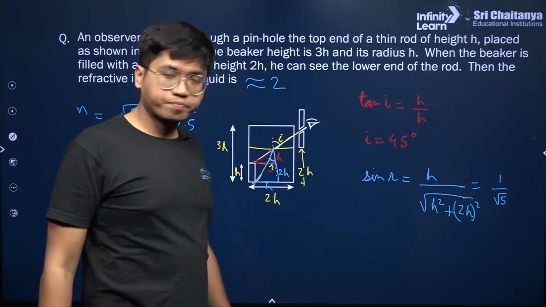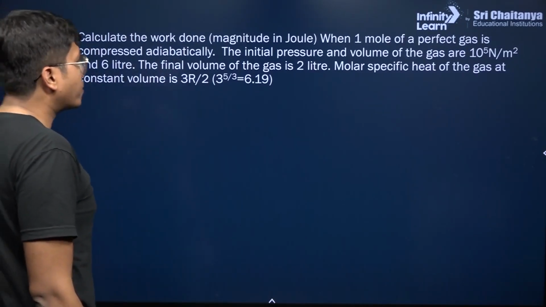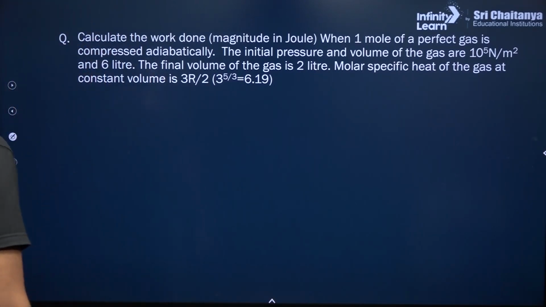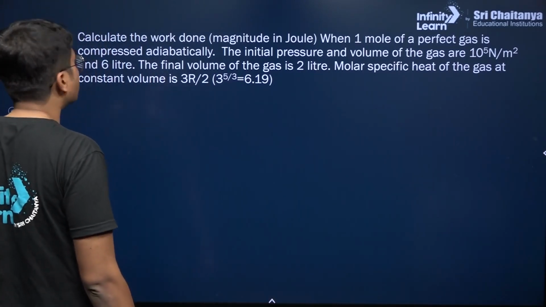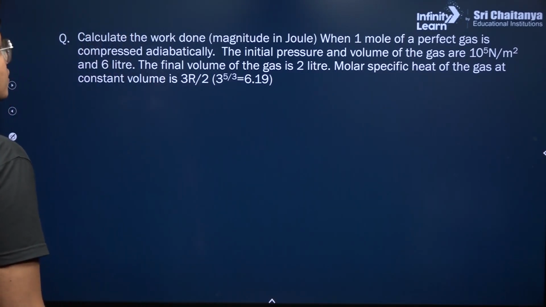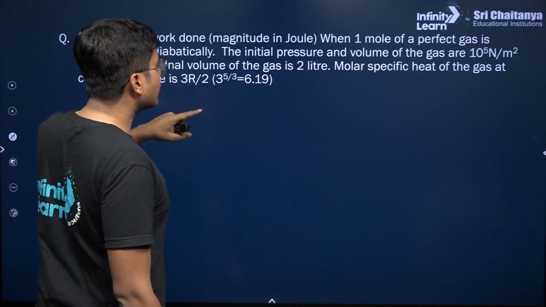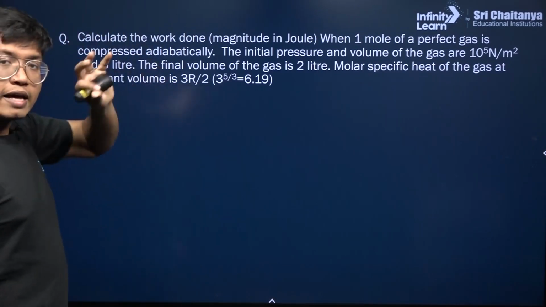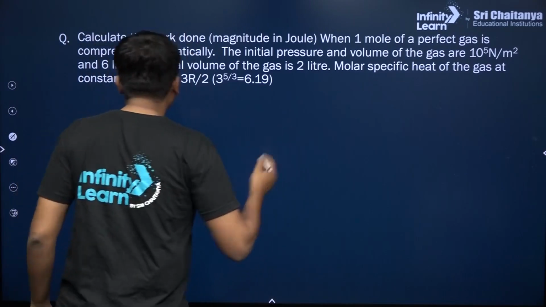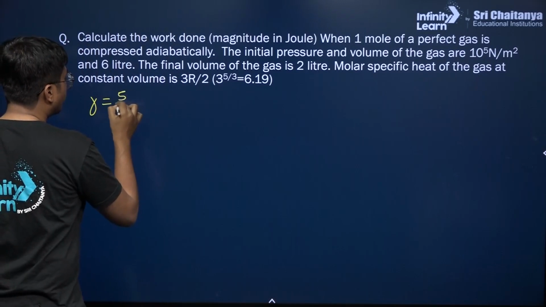Okay. Let's move on to the next question. Calculate the work done, magnitude in joule, when 1 mole of a perfect gas is compressed adiabatically. The initial pressure and volume of the gas are 10 to the power 5 Newton per meter square and 6 liter. The final volume of the gas is 2 liter. Molar specific heat of the gas at constant volume is 3R by 2. Now, when I see that this is 3R by 2, I immediately know that this is a monoatomic gas, which means my gamma value has to be equal to 5 by 3.